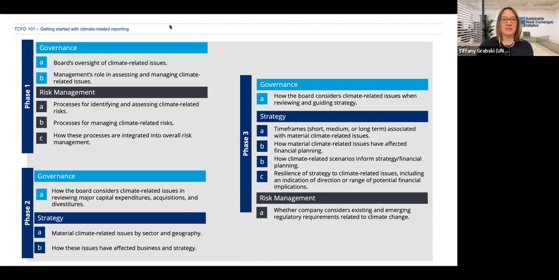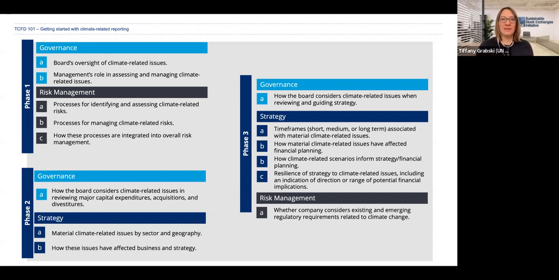And I'll leave this on the screen here so you see the three phases, which we're focusing here kind of on the governance, risk management, strategy. We didn't add the metrics and targets just because sometimes that takes up a lot of space. But of course, those metrics and targets are directly connected to your strategy anyways.